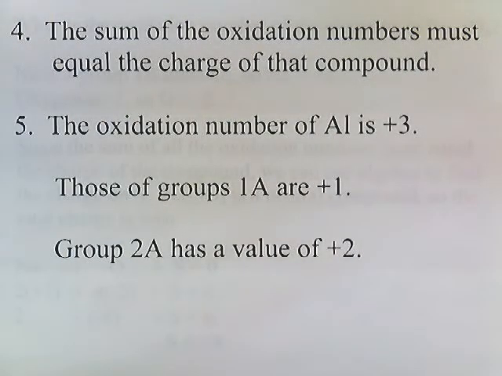The sum of the oxidation numbers must equal the charge on that compound, and we'll show an example of that in an upcoming problem. The oxidation number of aluminum is +3. The oxidation number of group 1A elements is +1, and group 2A has a value of +2.